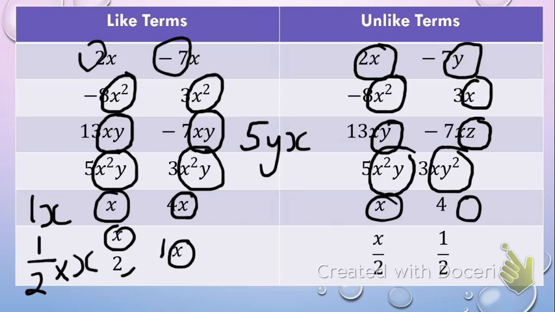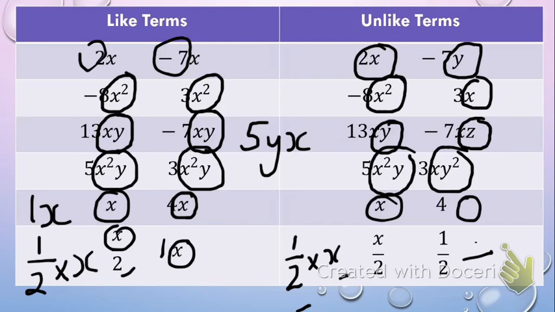So looking at the next one, we have x over 2. Again, it's like writing 1/2 times x. So x is the variable, 1/2 is the coefficient. This one here, it's just 1/2. There's no variable at all there, so they're not like terms.